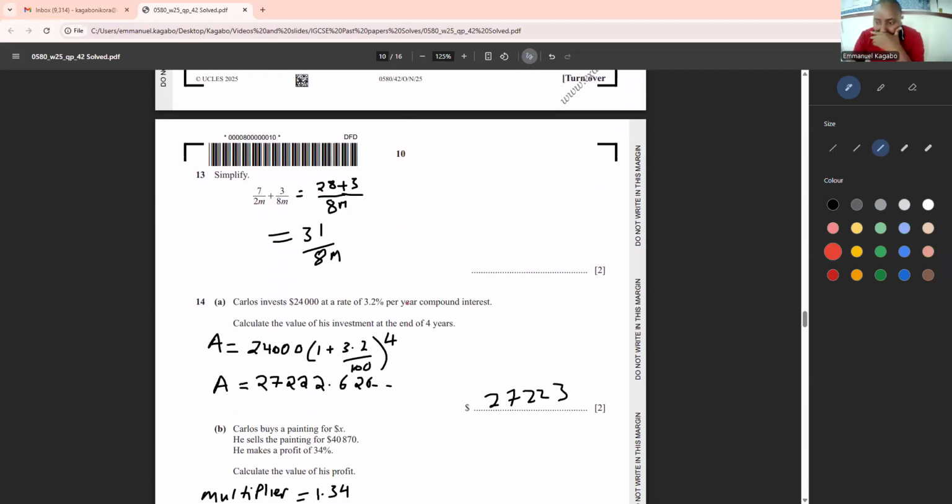Question 13. This is a simple algebra. Just find the LCM of this and that, which will be 8m. And then 8m divided by 2m gives you 4. 4 times 7 gives you 28. 8m divided by 8m is 1. And 1 times 3 gives you that. So when you add, that's the final answer. So this is 31 over 8m. Okay? I hope you have understood that.